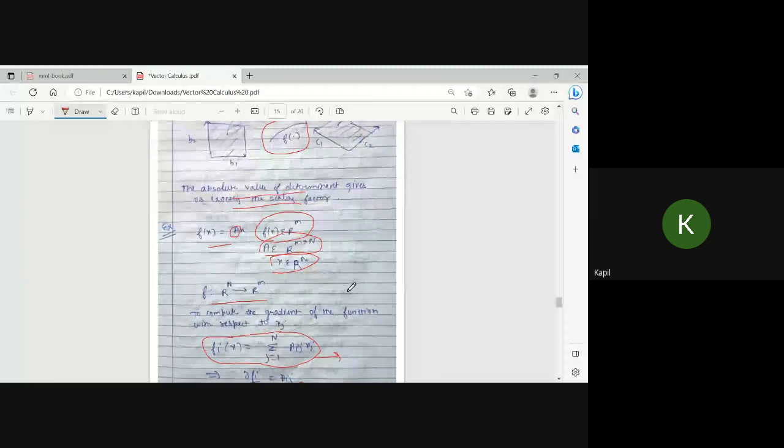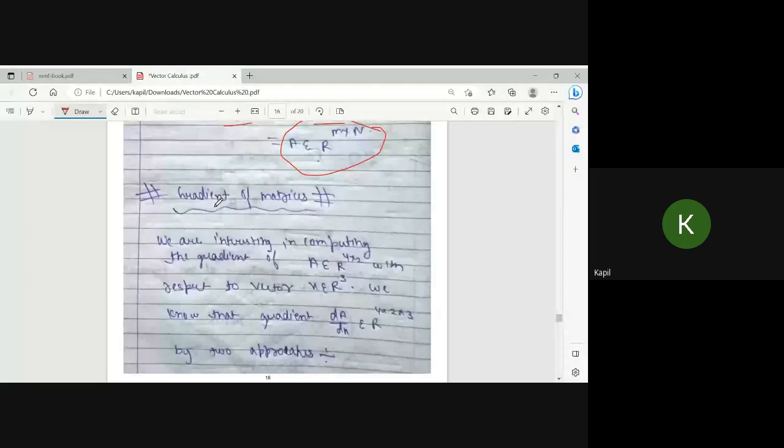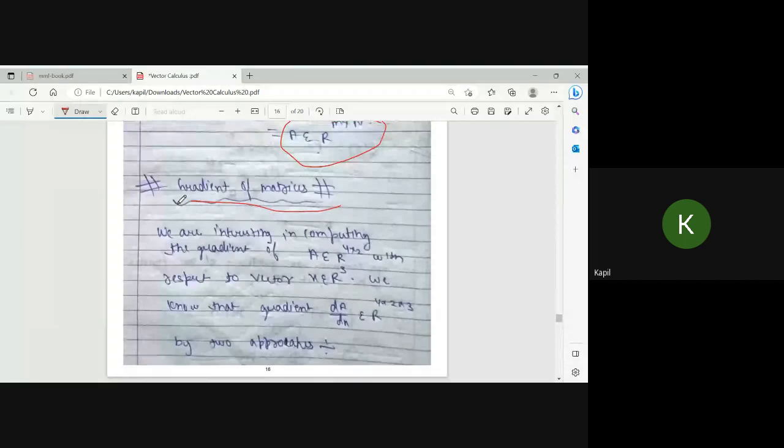The last topic of this section is the gradients of matrices. Till now we have seen the gradient of vector valued functions, univariate functions and multivariable functions. Now we will do the gradient of matrices. We are interested in computing the gradient of a matrix, let us say matrix A, which is of 4 cross 2 dimension, with respect to a vector x that is 3 cross 1 dimensional. We know that the gradient dA by dx will be in a 3-dimensional space. The dimension of the gradient of this matrix will be 4 cross 2 cross 3.